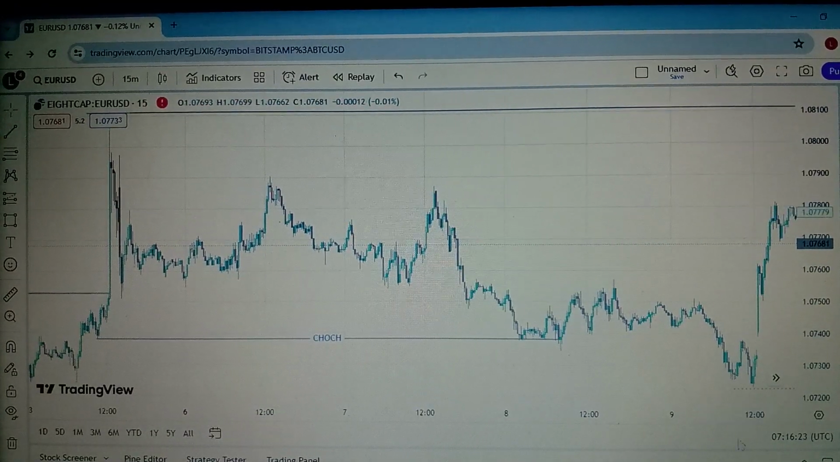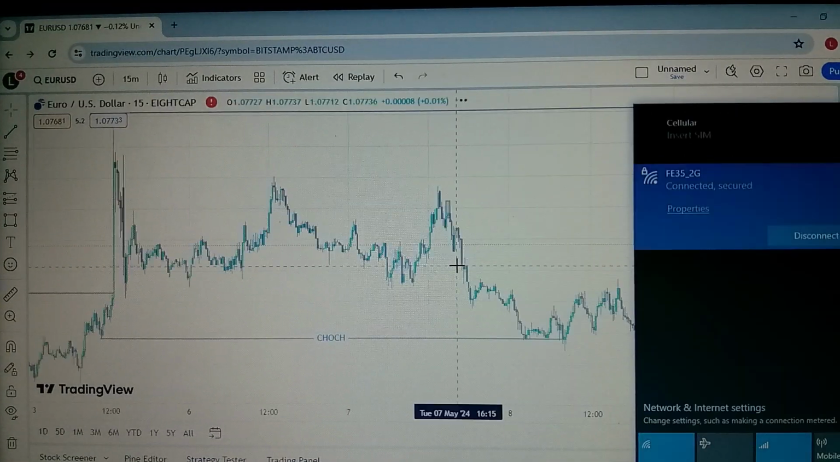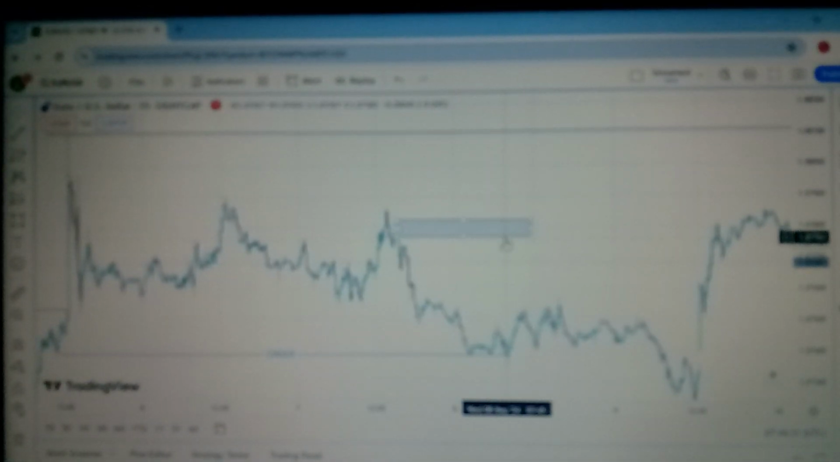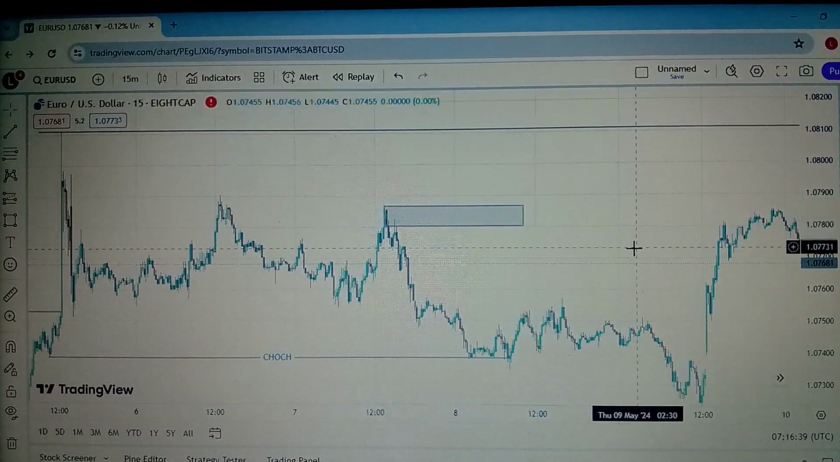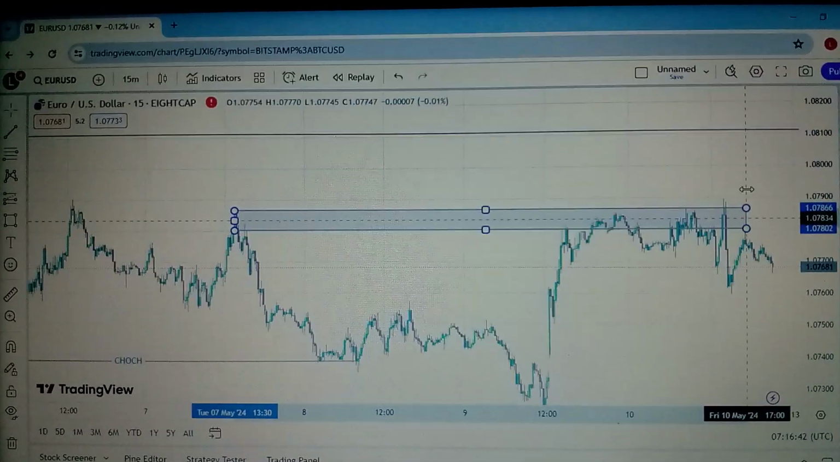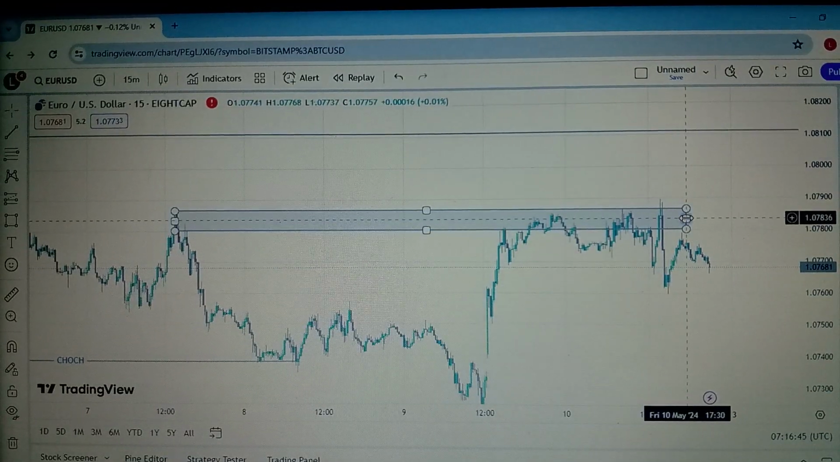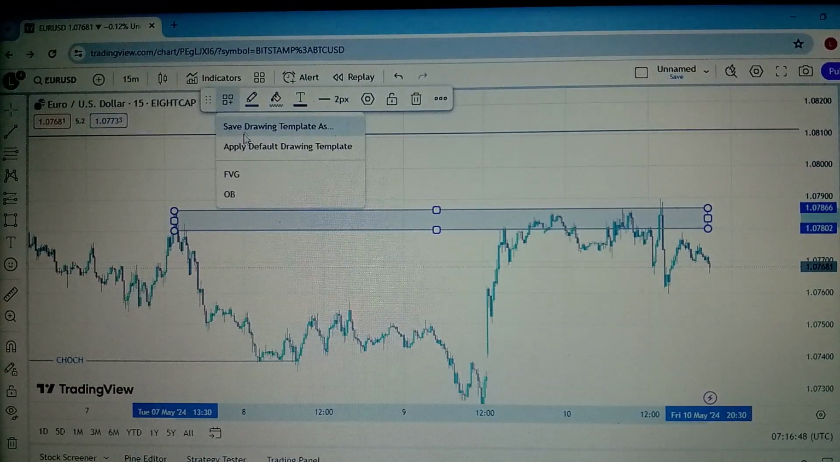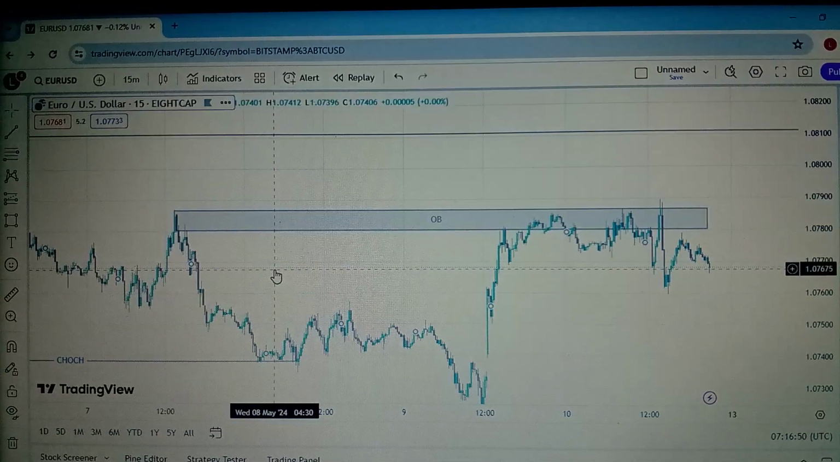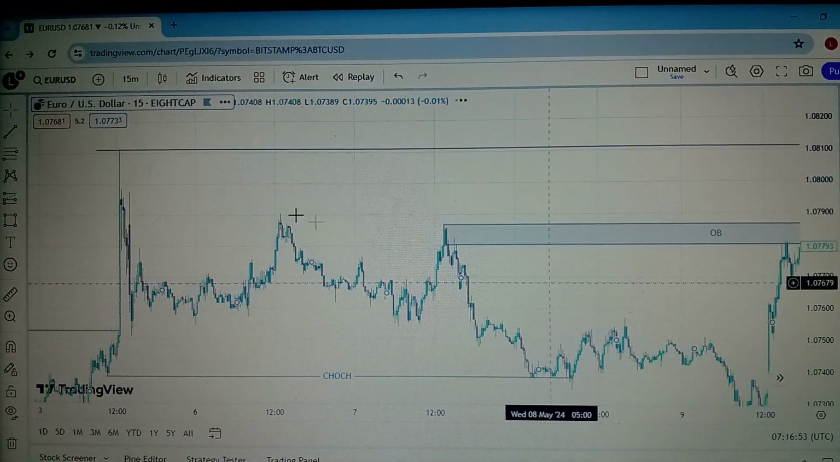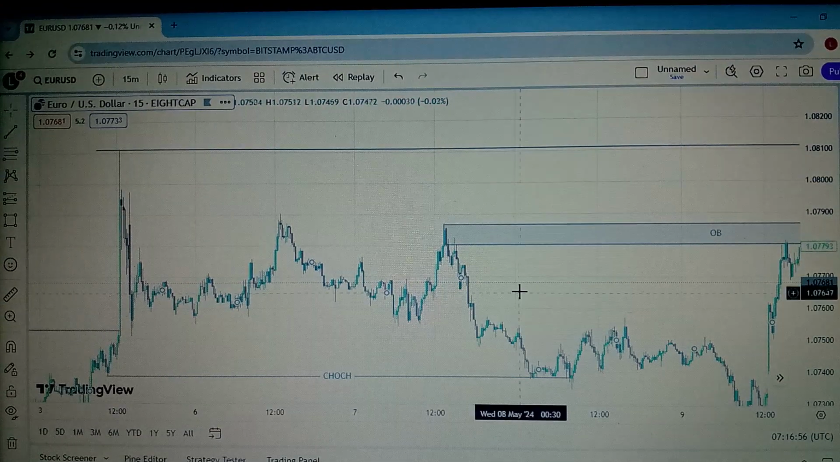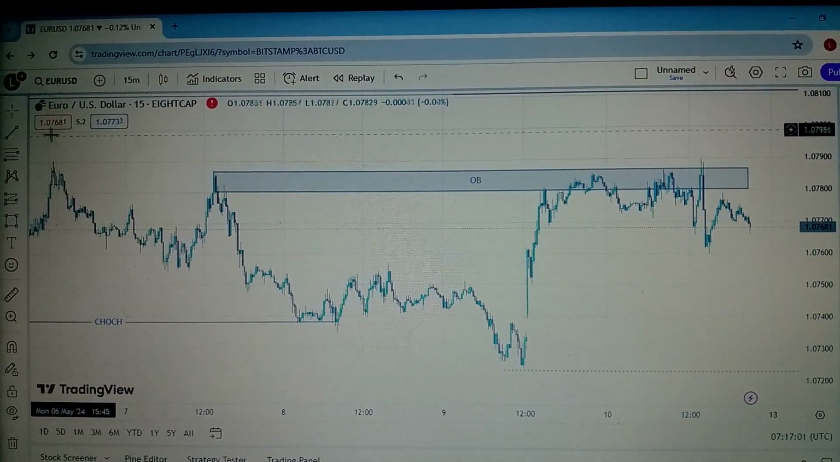Supply area number one will be this supply up here. Let me just take this overall supply area right here. This is supply area number one. Supply area number two will be somewhere right here, but I'm not going to drop down to those levels.